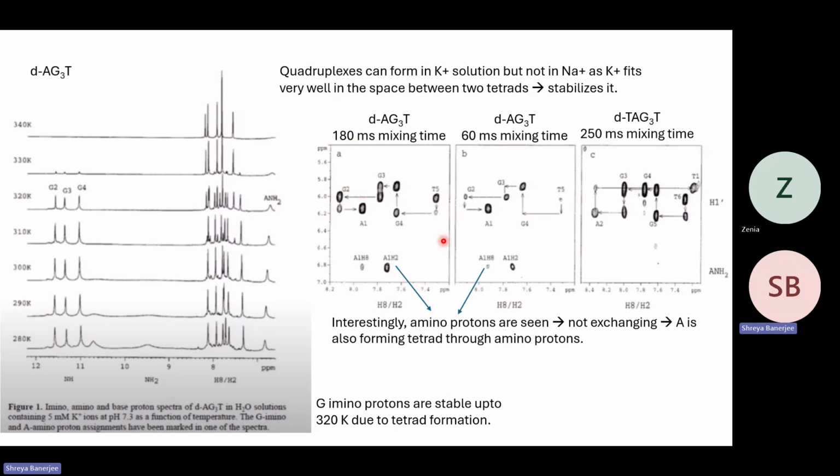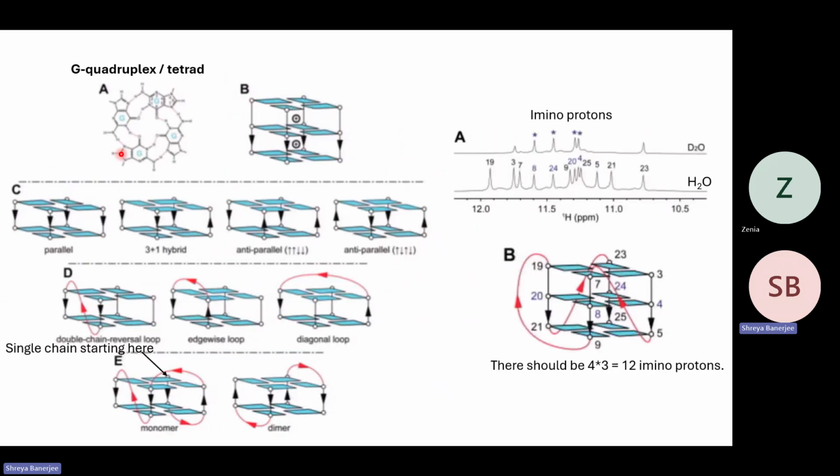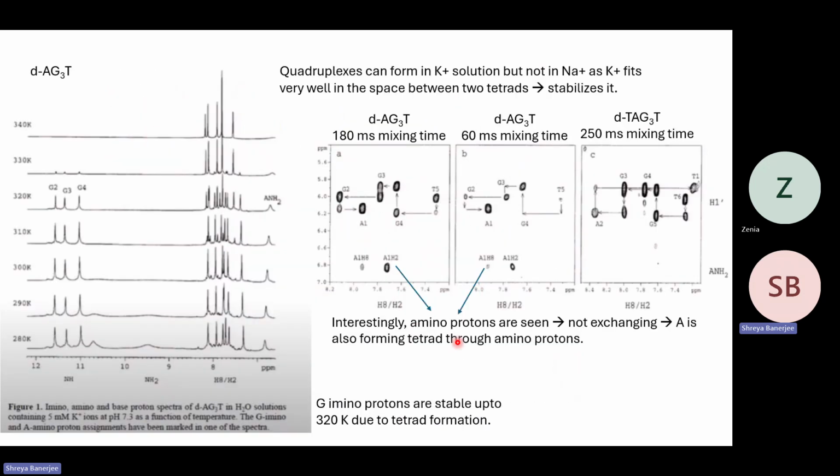One interesting thing here is that the amino proton peaks are also observed. Why they are observed is because the amino protons are locked in the tetrad, so they are not able to exchange. And so even the amino proton peaks are being observed in these tetrads.